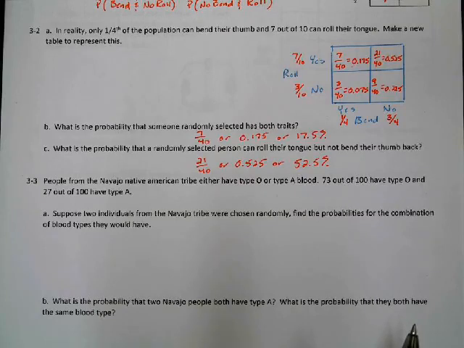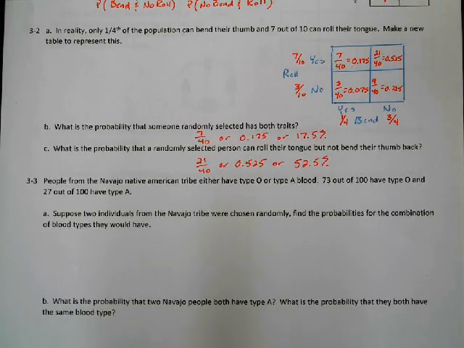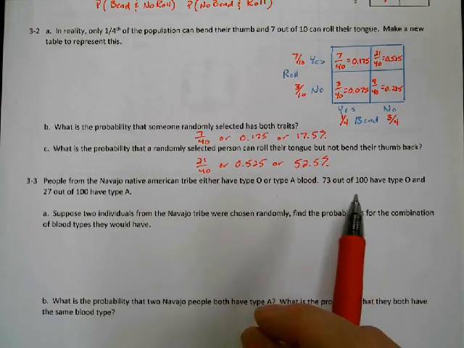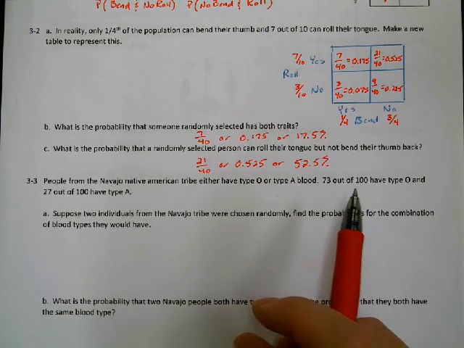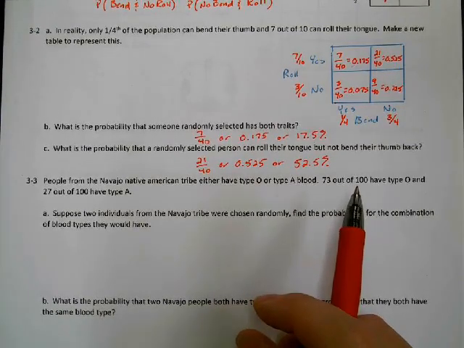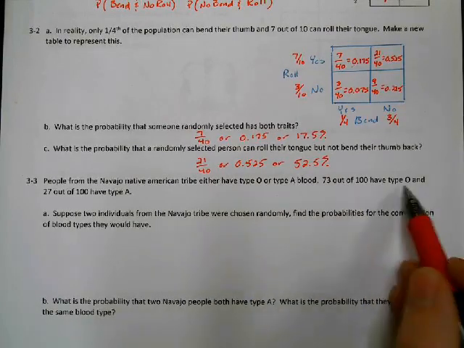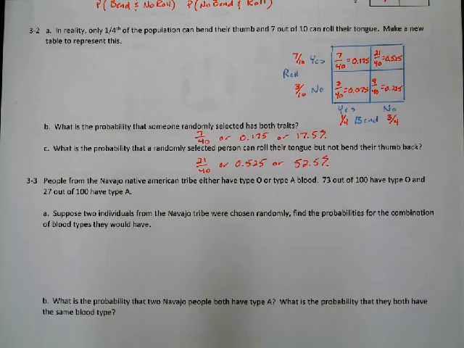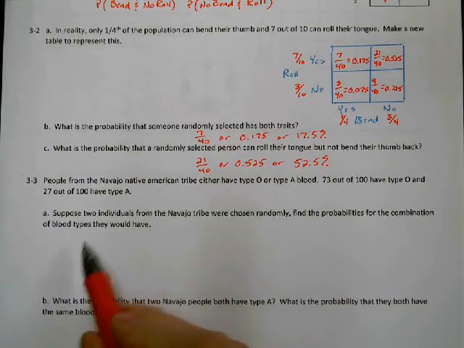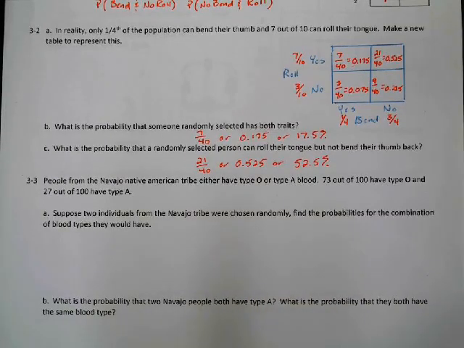All right, people from the Navajo Native American tribe either have type O or A blood. So they don't have type B blood if you are 100% Navajo. So we're going to look at the probabilities here. 73 out of 100 have type O, so that's 73%, and 27 out of 100 have type A. Suppose two individuals from the Navajo tribe were chosen randomly. Find the probabilities for the combination of blood types they would have.